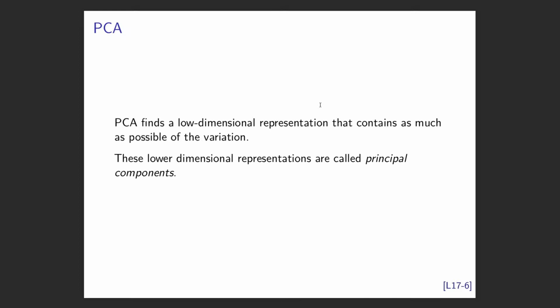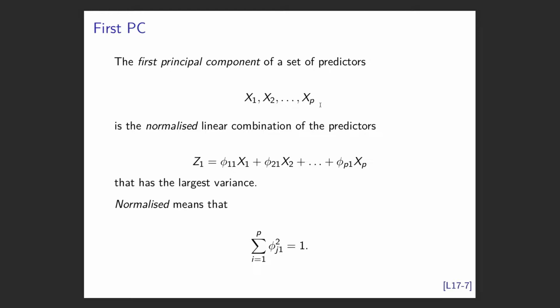So let's set up. I'm going to show you how to do the first two principal components. I'm not going to go much further than that. It's more of the same. So the first principal component of a set of predictors, we've got our x1 up to xp, and we're going to consider a normalized linear combination. What do I mean by that? Well, my first principal component, which I denote by z1, is going to be some coefficient phi11 times the first predictor, plus phi21 times the second predictor, plus so on. So it's a linear combination of my predictors, and I'm going to choose it such that it has the largest variance.